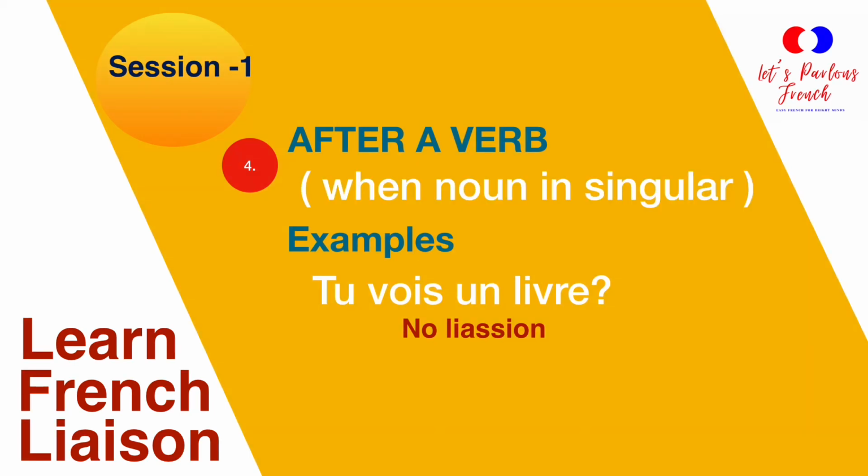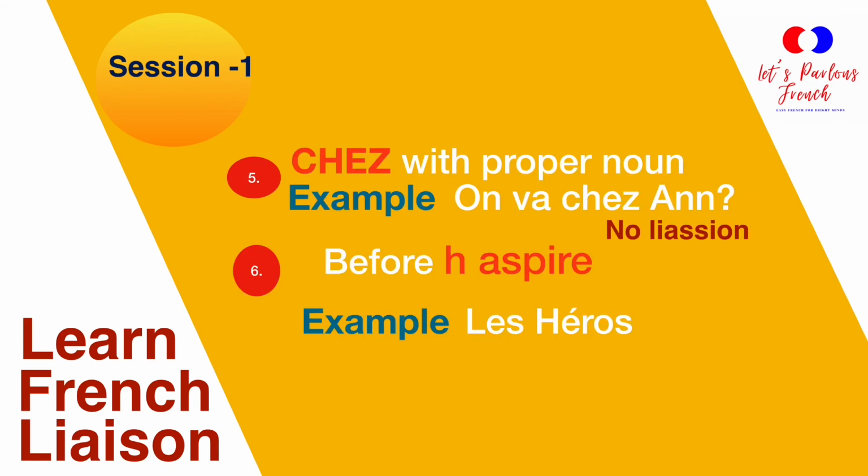Fifth case when there is no liaison is when chez is followed by a proper noun. On va chez Anne. Sixth case where there is no liaison is before h aspiré. What is h aspiré? If you don't know, watch my video on h aspiré and h muet. Example, le héros.